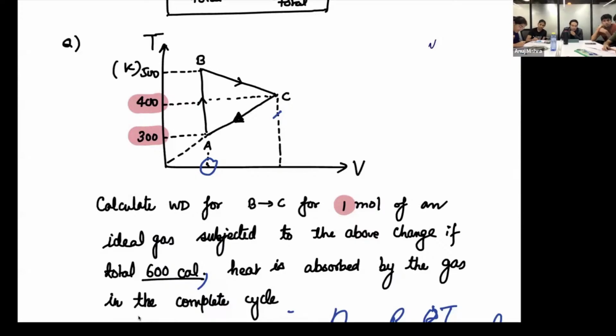Calculate the work done for B to C. For 1 mole of an ideal gas subjected to the above change, if a total of 600 calories of heat is absorbed by the gas in the complete cycle.